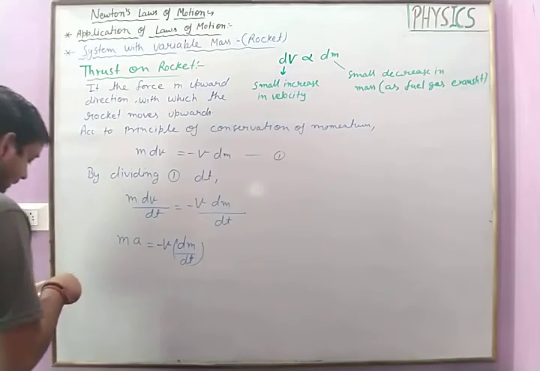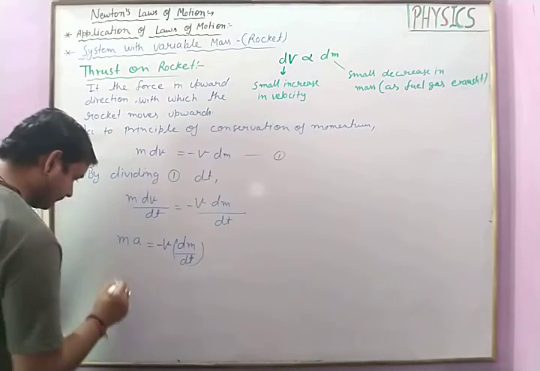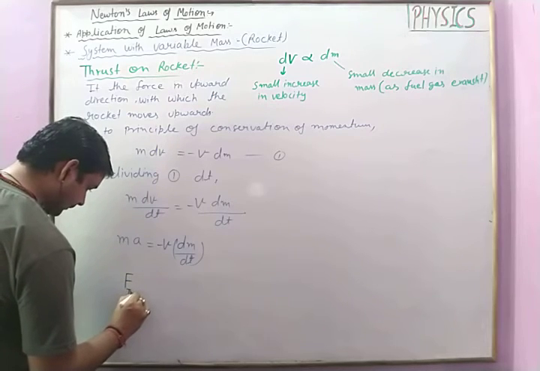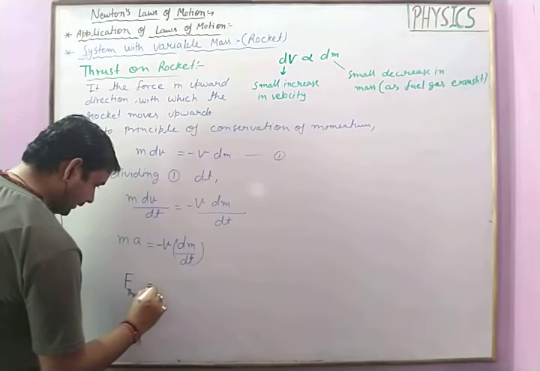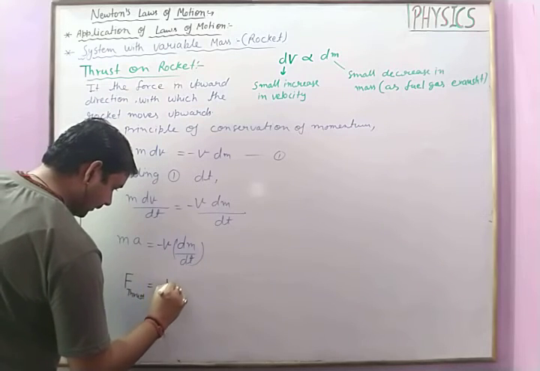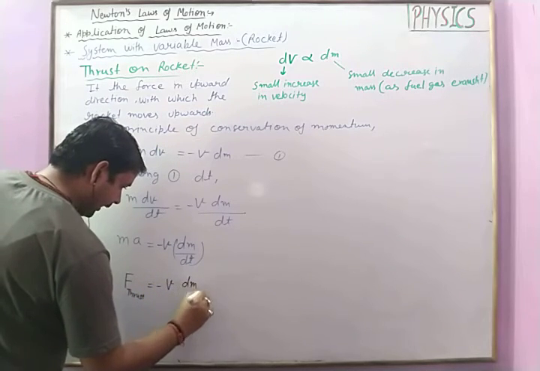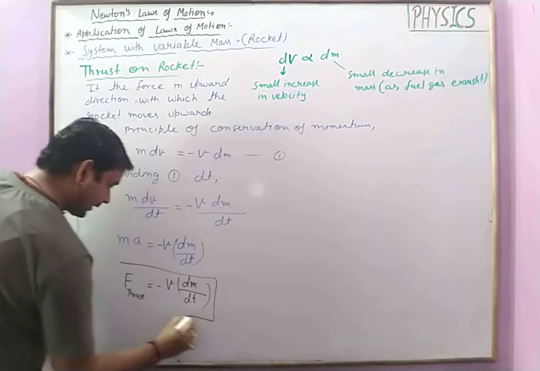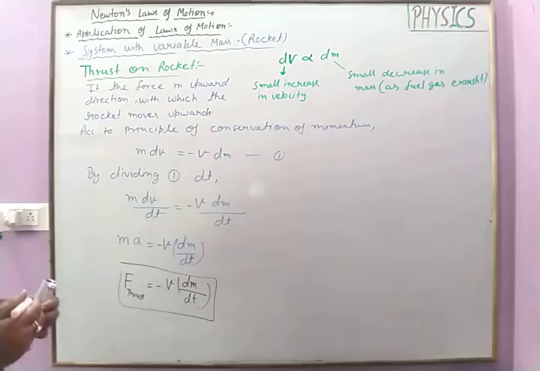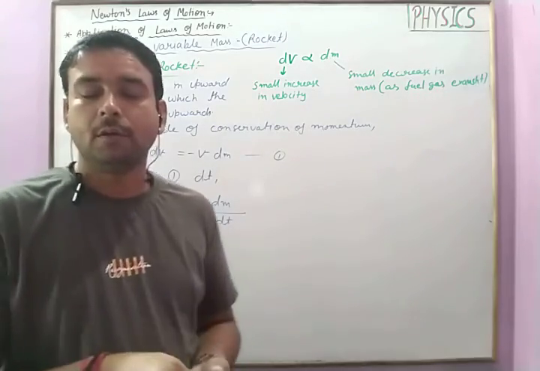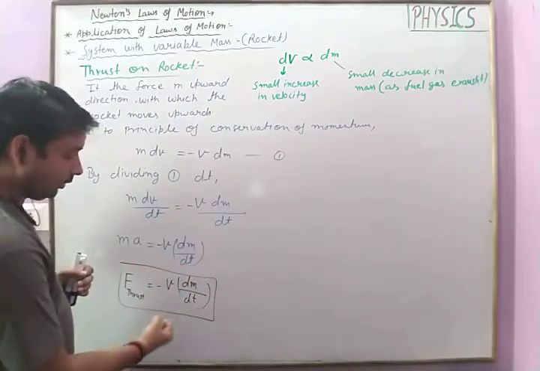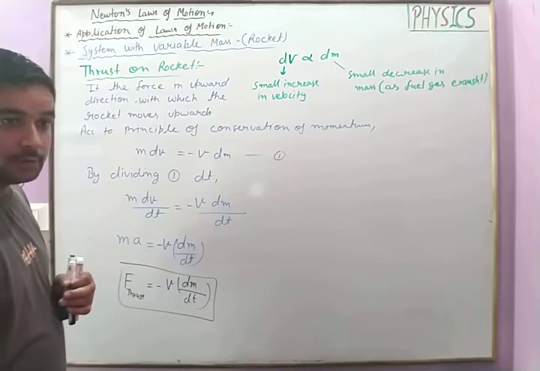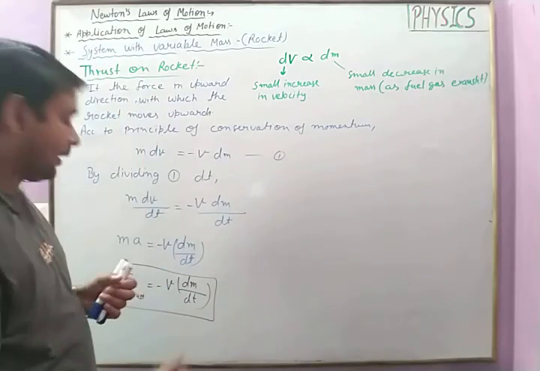Therefore this ma is force, or we say thrust, is equal to minus v dm upon dt. This is the upthrust gained by the rocket. In the way the fuel exhausts in the downward direction, the rocket gets upthrust in the upward direction.